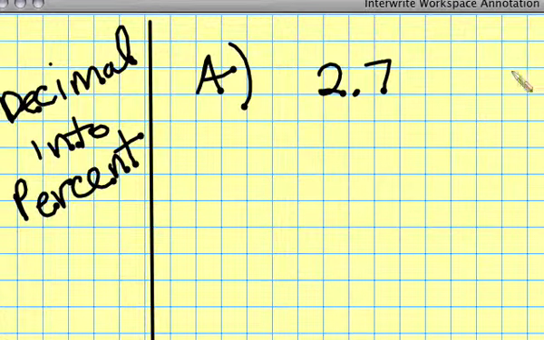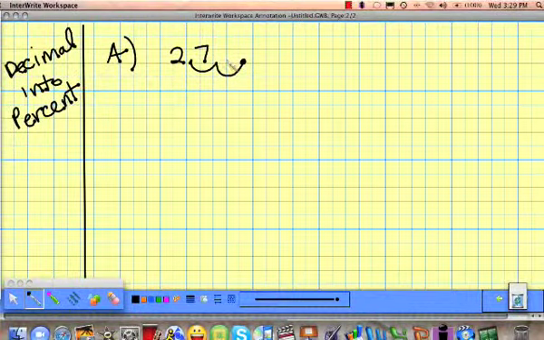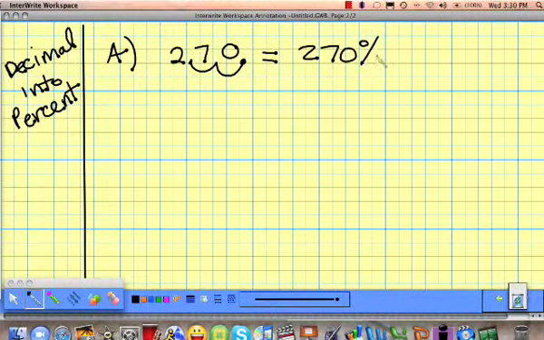We're going to go ahead and do step number 1. Move it 2 times. We're going to go 1, 2. What do you think is going to go in this area right here? Take a guess. Take a guess. What do you think? Yep, you are correct. A 0. So we're going to go here. We got to drop and remove that decimal, and we're going to add a little sign that I like to call a percent sign. So 2.7 really equals 270%.